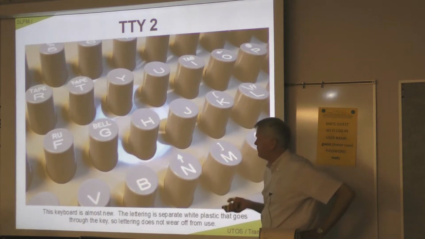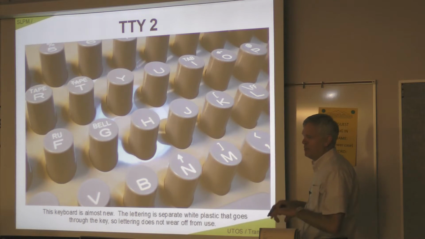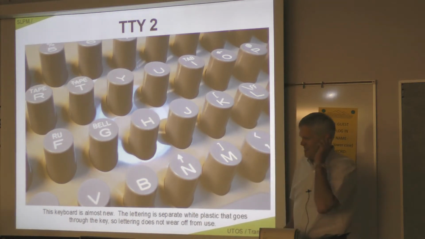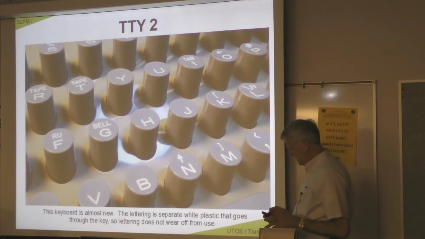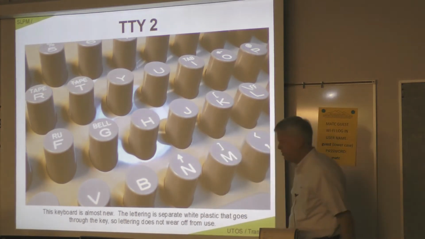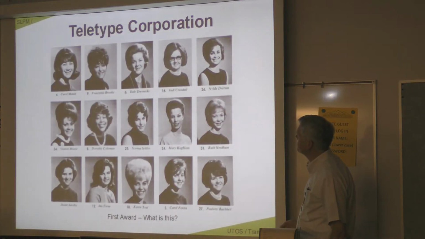This is the keyboard after it was cleaned up. This is about as new as you get. What's unique about these keys is this white plastic actually goes down about, I would say, a quarter of an inch. So as you're typing and wearing this key down, the letter never goes away. A lot of keyboards nowadays, in fact some up here, you use them after a while and you can't read the keys because you've worn off the paint.